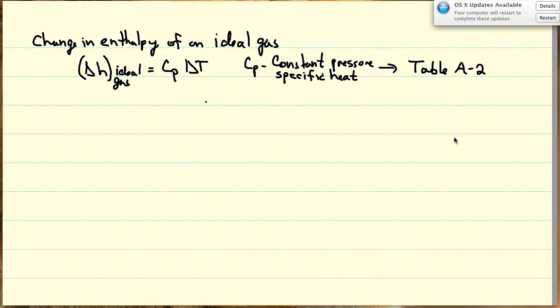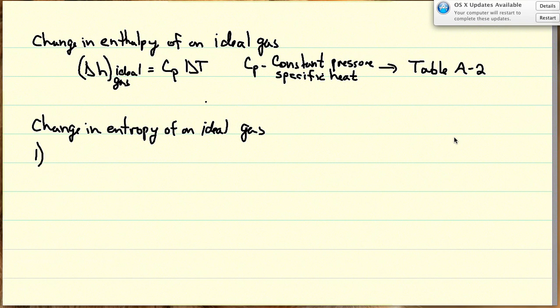And then the final thing that we need to know how to calculate is, of course, the change in entropy of an ideal gas. We actually have two equations that we can use. The choice of equation that you use depends solely on the information that is available to you. That's it. The first depends on if you have, for example, the specific volumes of the substances.